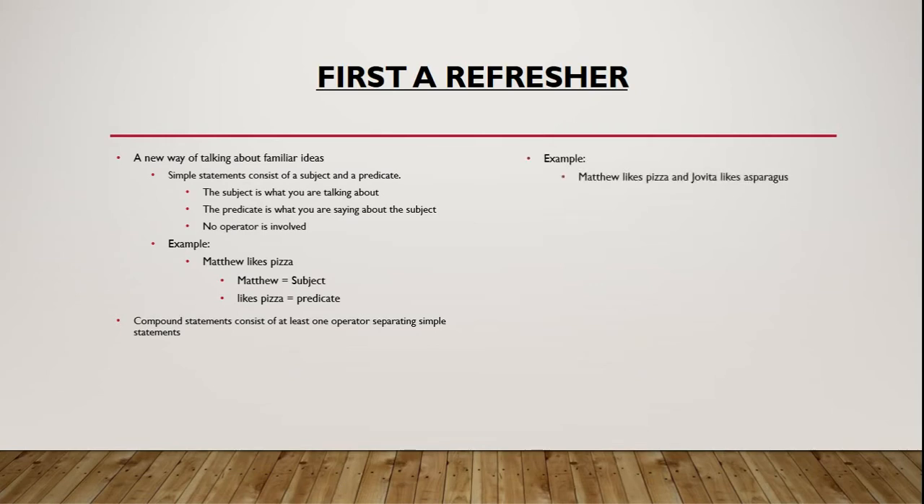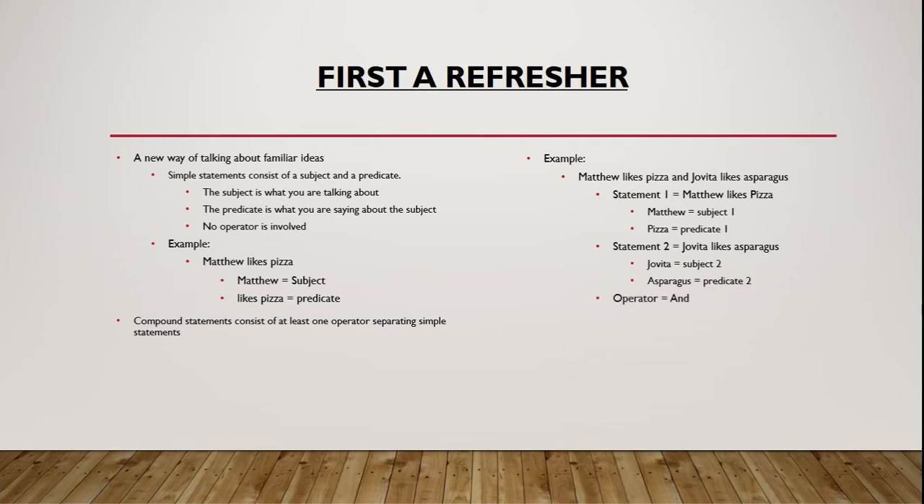So for example, Matthew likes pizza and Jovita likes asparagus. You have statement 1 is Matthew likes pizza. The subject 1 is Matthew. The predicate is pizza. That's the first predicate. Statement 2 is Jovita likes asparagus. The second subject would be Jovita, and the second predicate would be asparagus. And the operator there would be and. Remember, negation is a pain in the neck doing its own thing. It's an operator, but it doesn't connect 2 separate simple statements.